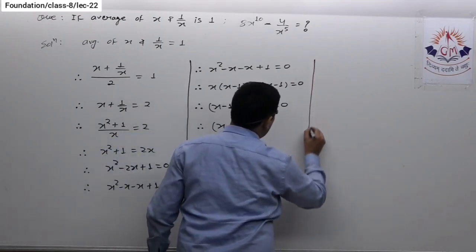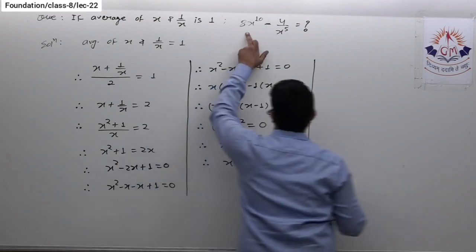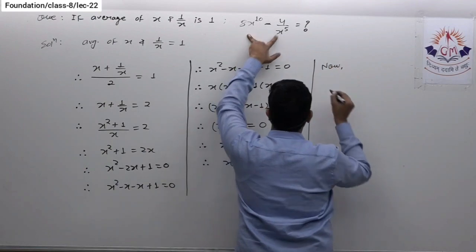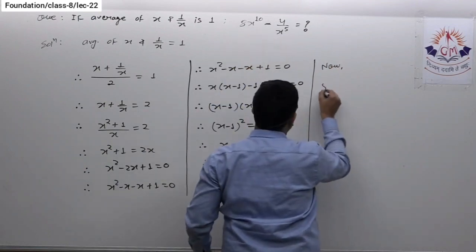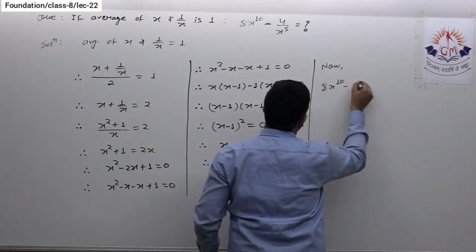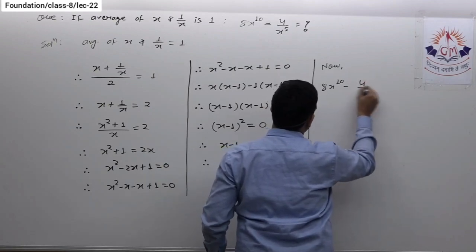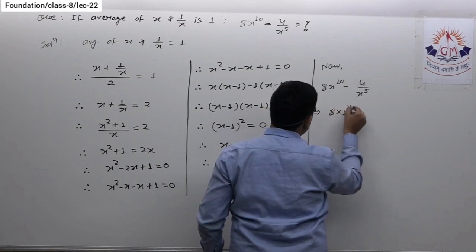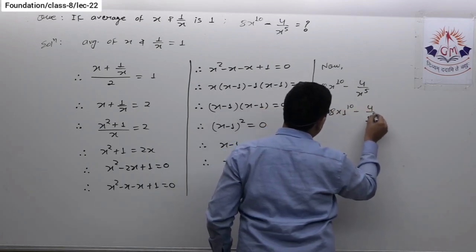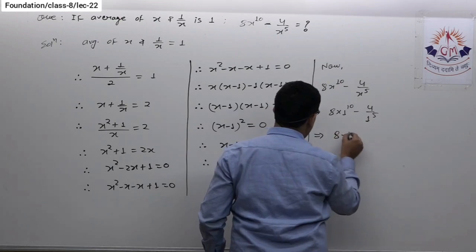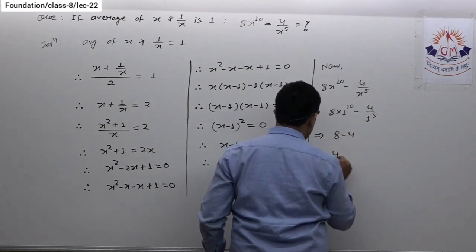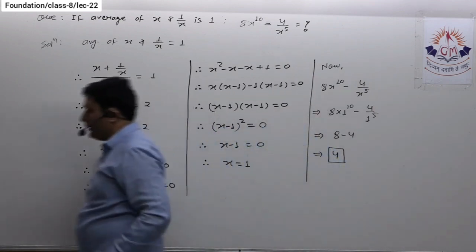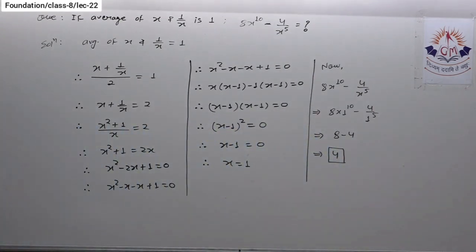Now it's very easy after getting the value of x equal to 1. So 8x^10 is 8, and 4 upon x^5 is 4 only. So this is 8 into 1 raised to 10 minus 4 upon 1 raised to 5, that is 8 minus 4. So the final answer is 4. This is my final answer. Please note it down. Then we will see the next question.